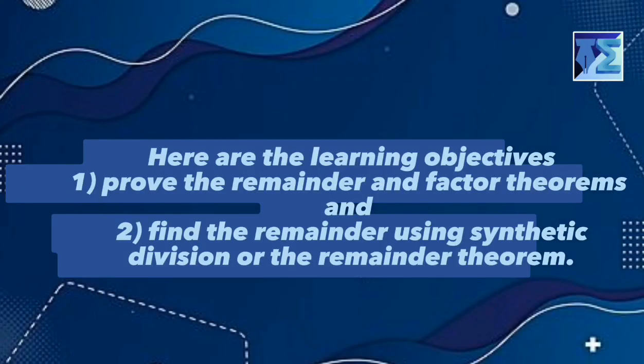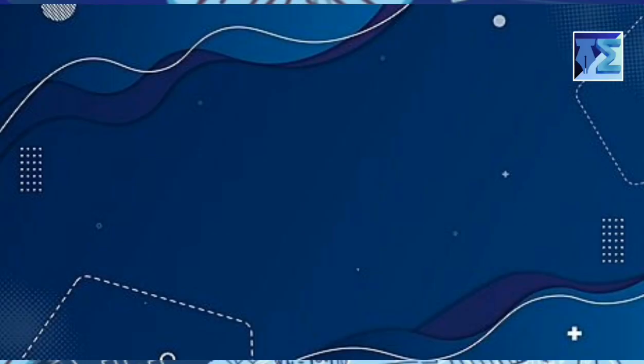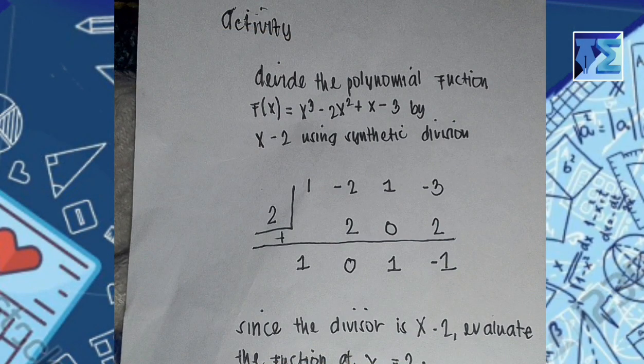Here are the learning objectives. In this lesson, you are expected to prove the remainder and factor theorems and find the remainder using synthetic division or the remainder theorem. Before we start, let us have this activity. Divide the polynomial function f of x is equal to x cubed minus 2x squared plus x minus 3 by x minus 2 using synthetic division.